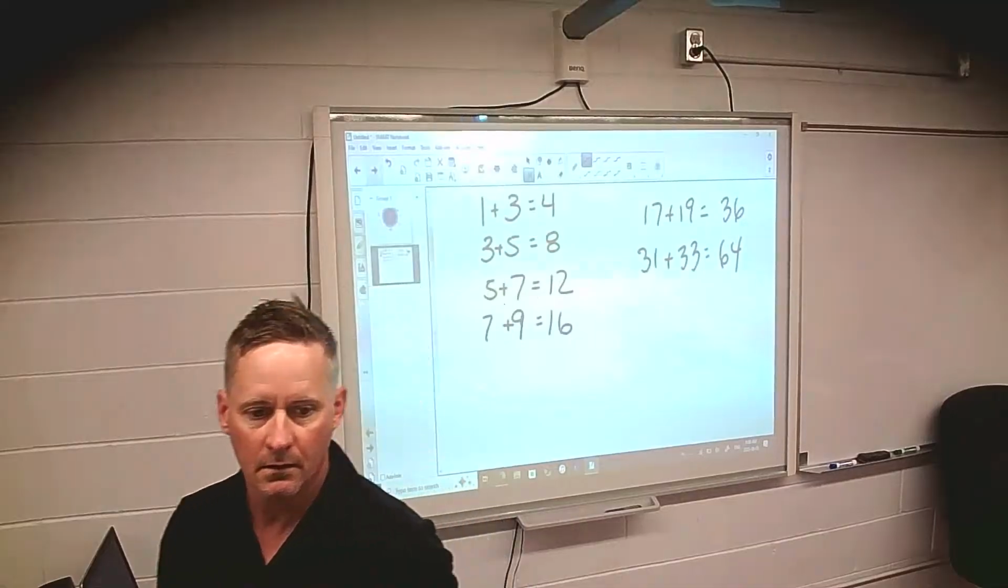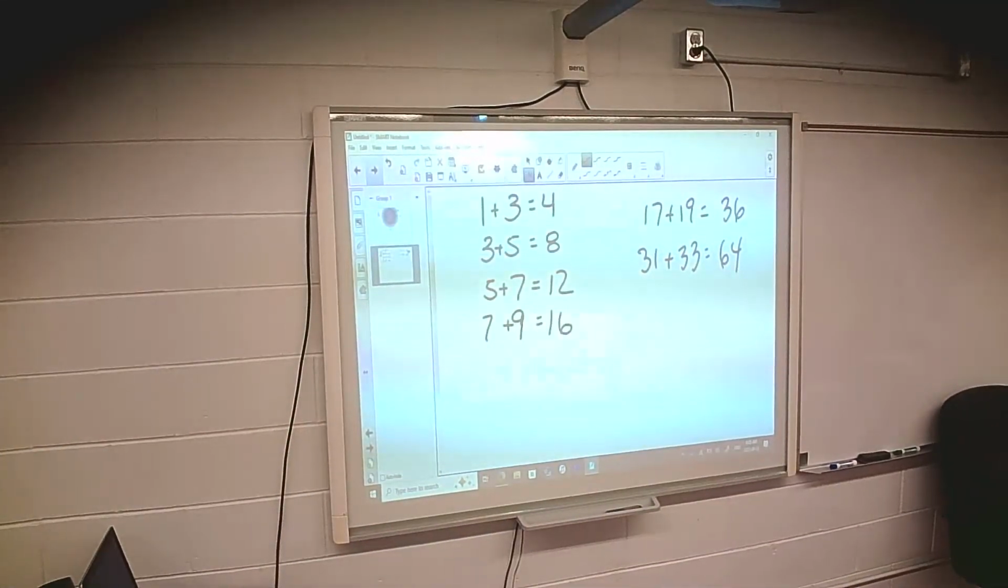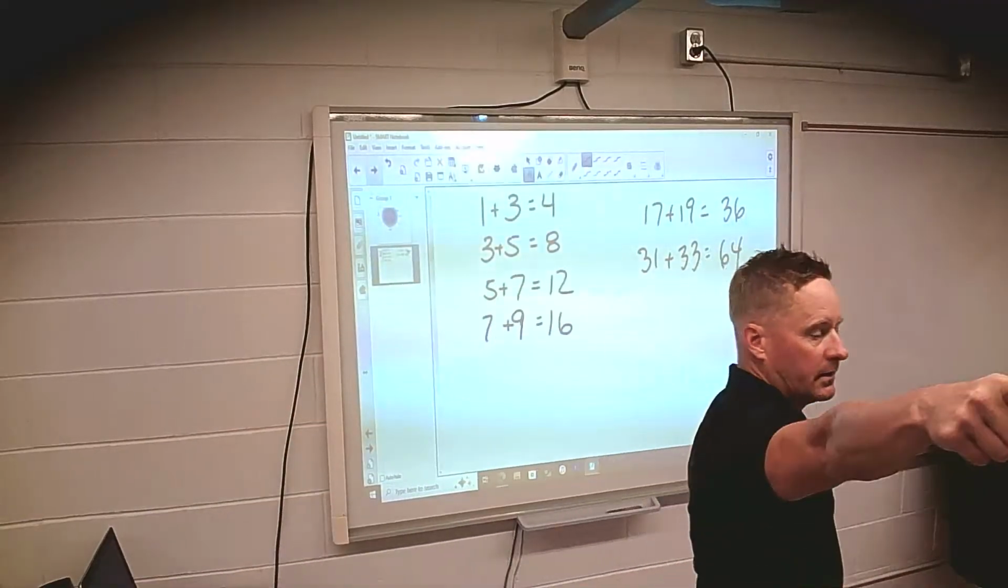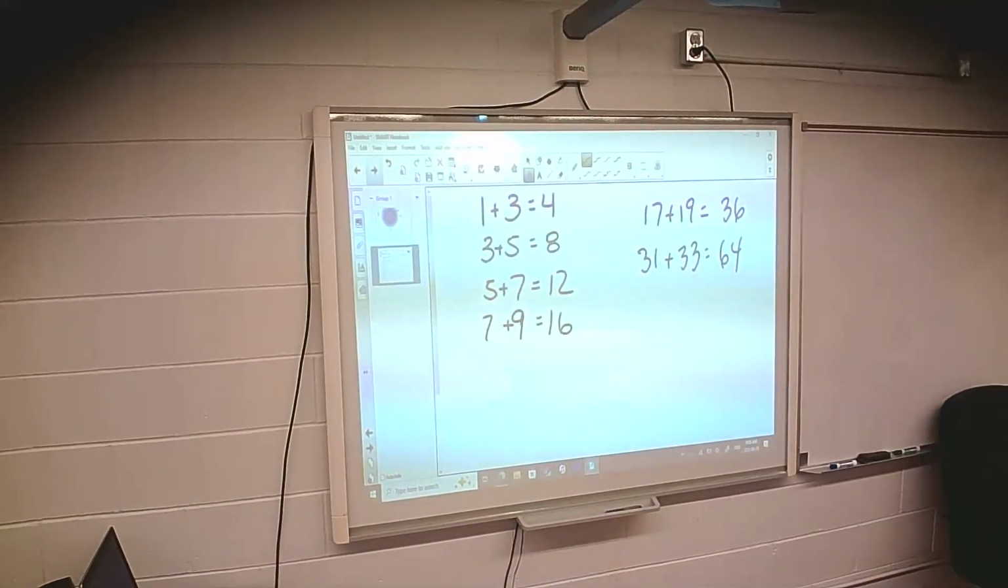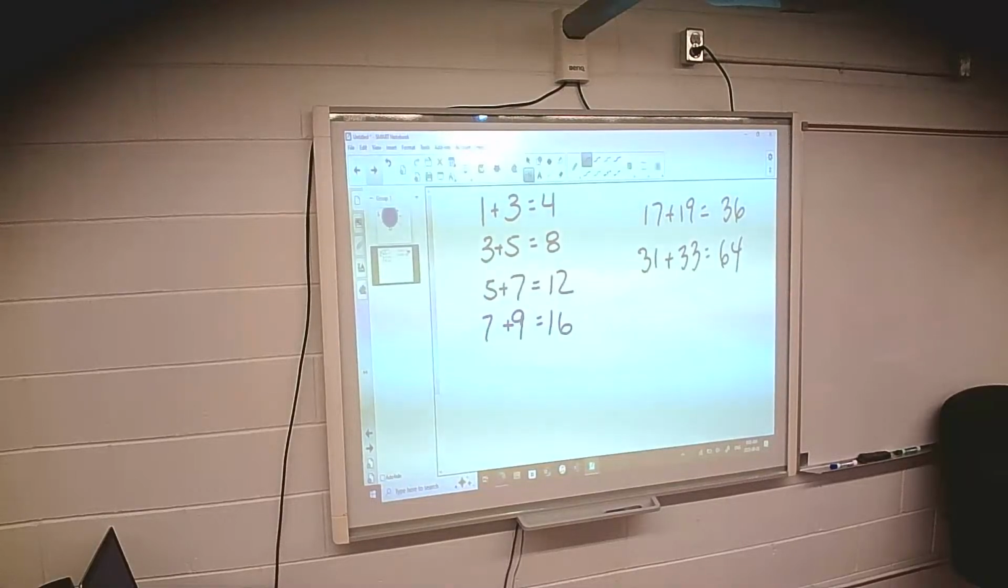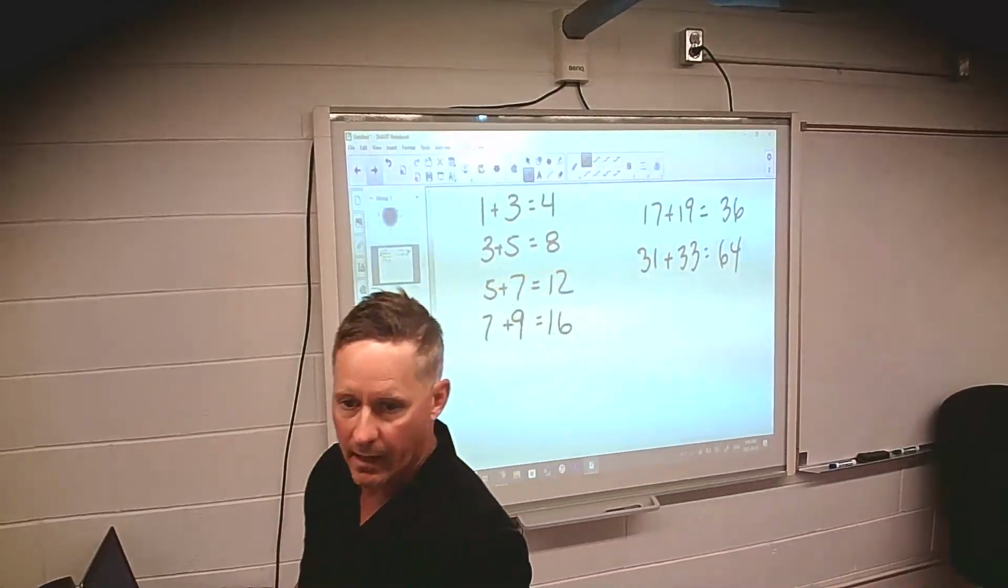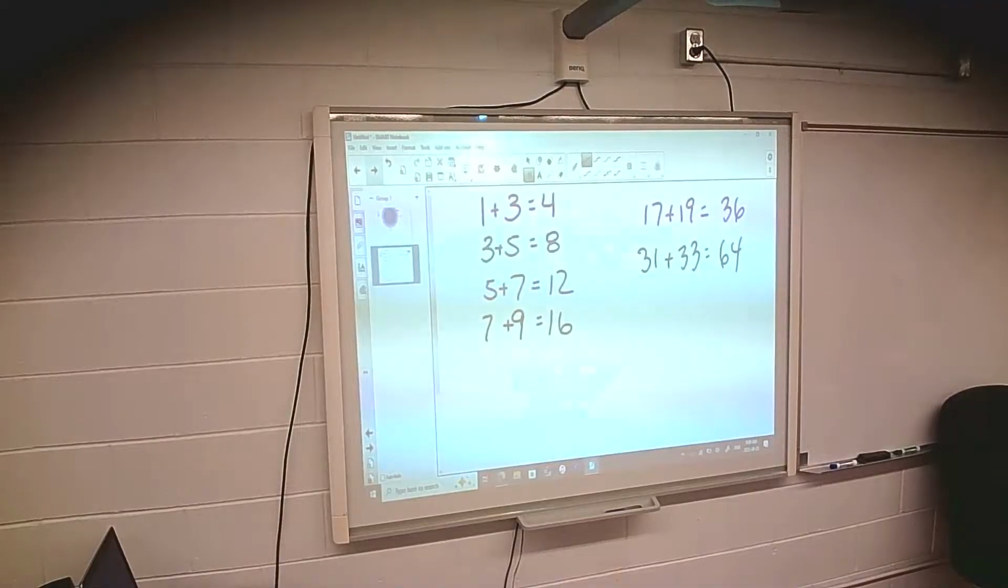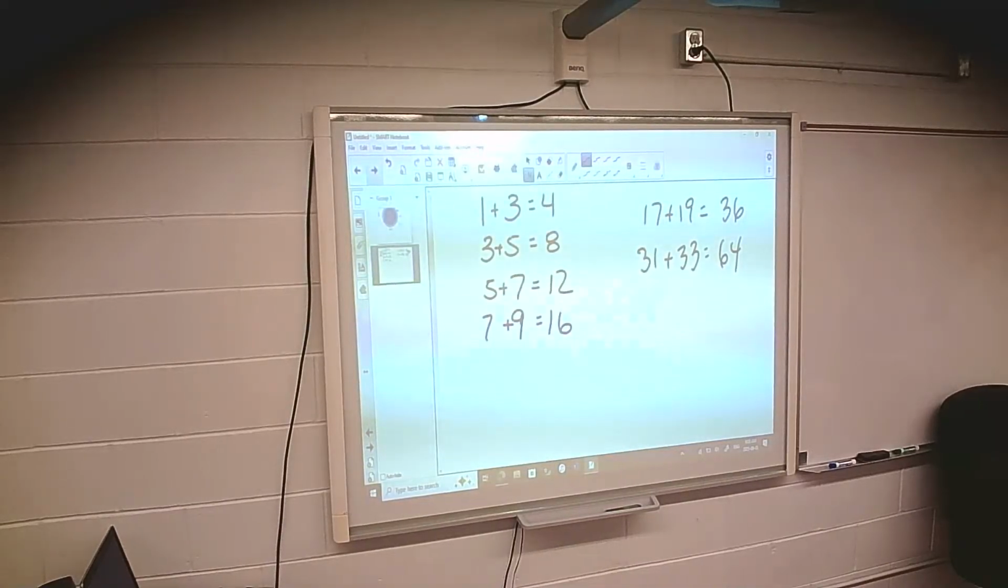What does every even number have in common? 2, 4, 6, 8, 10, 12, 14, 16, 18, 20. What do they all have in common? Divisible by 2. Yes, bang. Divisible by 2. So if I multiply any number by 2, I make it even. 3 times 2, 6. 5 times 2, 10. 12 times 2, 24. Still even, right? So no matter whether it's an even number or an odd number, if I multiply it by 2, it becomes an even number.